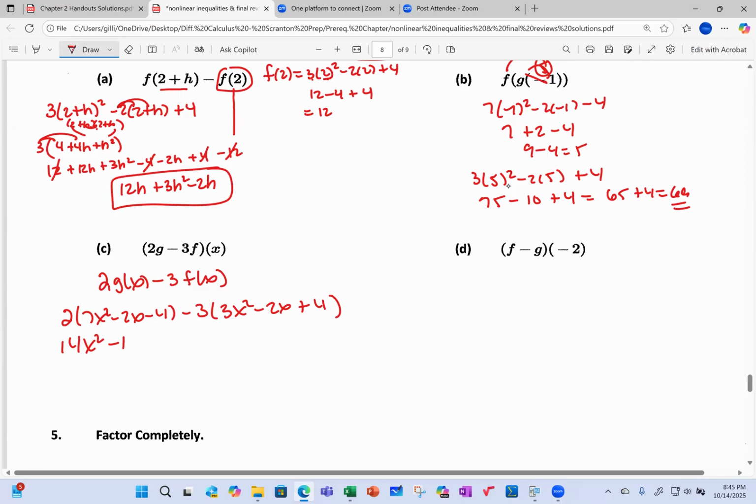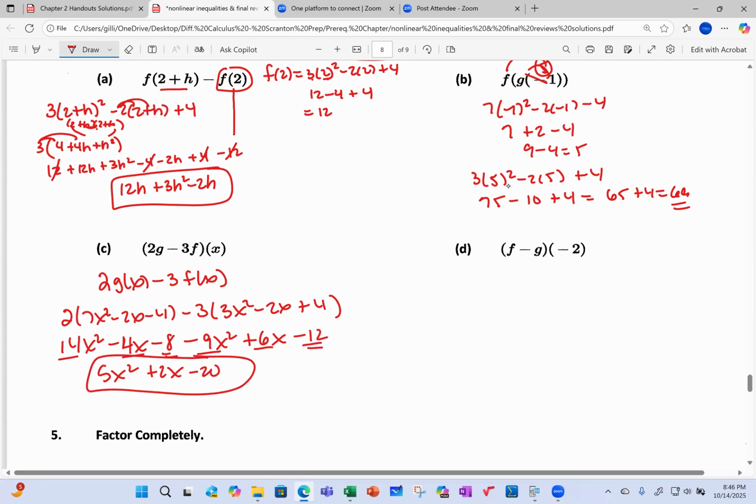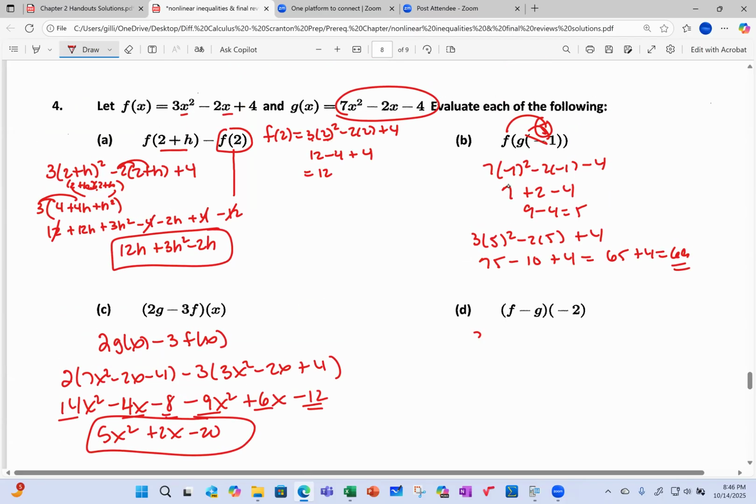14x squared minus 4x minus 8 minus 9x squared plus 6x minus 12. And this here gives me 14 minus the 9 gives me the 5x squared. What else is there? This and this makes plus 2x, and this makes the minus 20. And what does this notation mean? It means f at negative 2 minus g at negative 2.